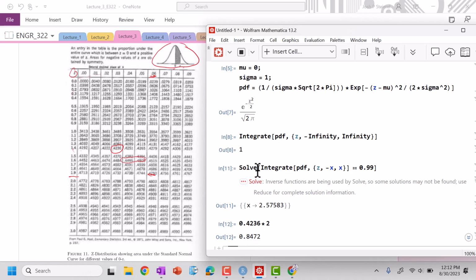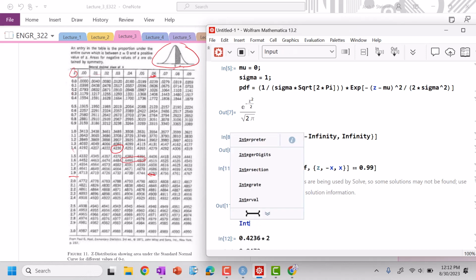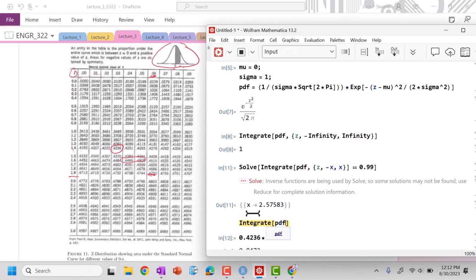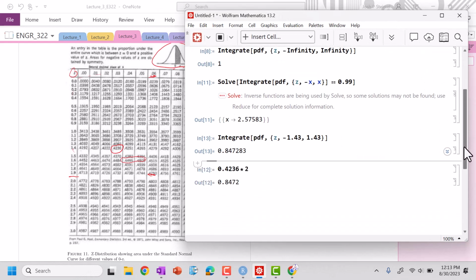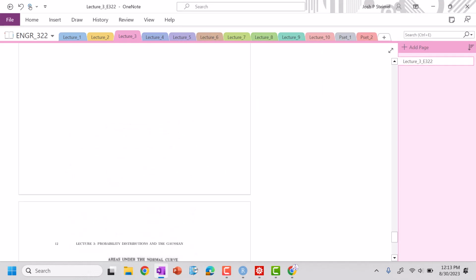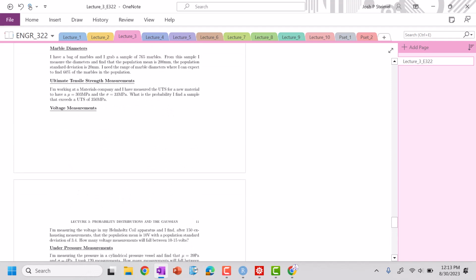We can also solve this, or actually just integrate this as well to confirm. So integrate the PDF from z of minus 1.43 to 1.43. And again, approximately close enough, effectively the same. So you can do these one of two ways. Fantastic. Let's go to the next question.